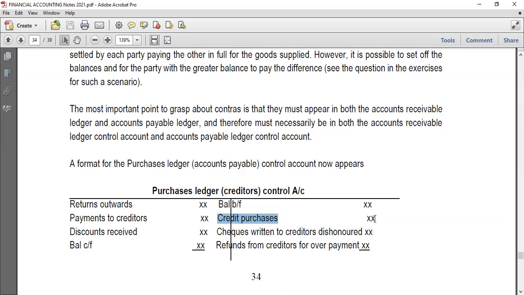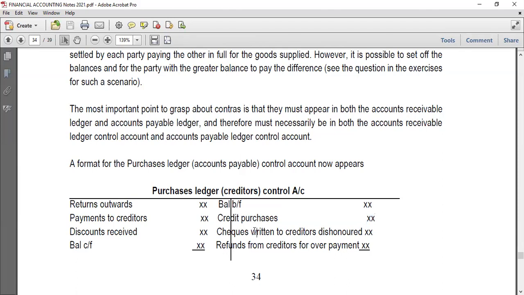And that is why it is being included right here. In the same way, checks written to creditors that are dishonored. Now, I think we saw when it comes to the accounts receivable control account, where we say that if a check had been received from a debtor and it had been dishonored, then we should increase our debtors by debiting.